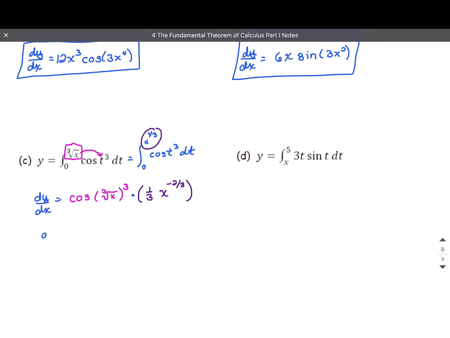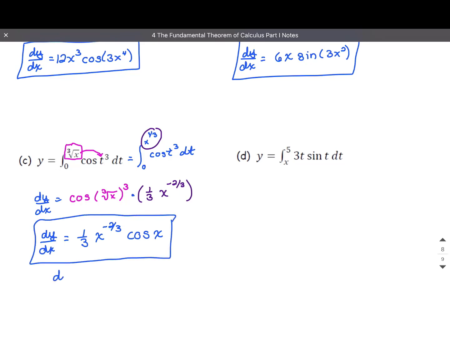So now if we neaten this up a little bit, dy/dx is going to be 1/3 x to the negative 2/3 times the cosine, and when you cube a cube root, you just get x. I'm okay if you give me this. You could, if you wanted, also rewrite this as the cosine of x over 3 times the cube root of x squared. That is also the same thing. But like I said, I'm okay if you stop here for these.